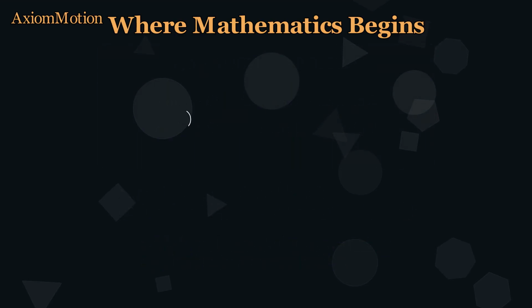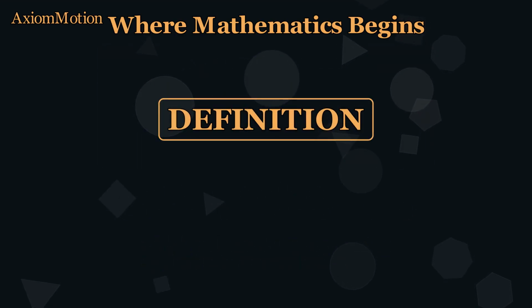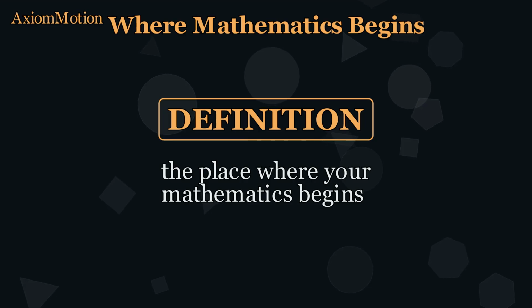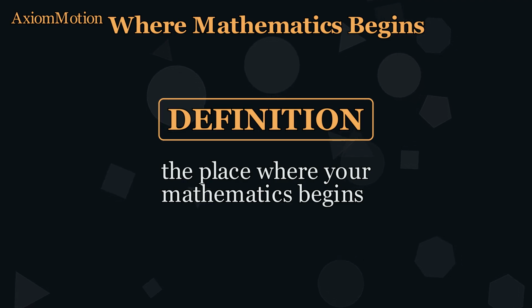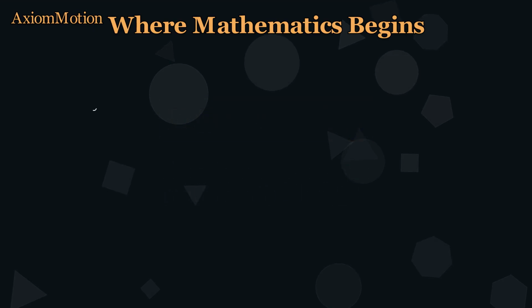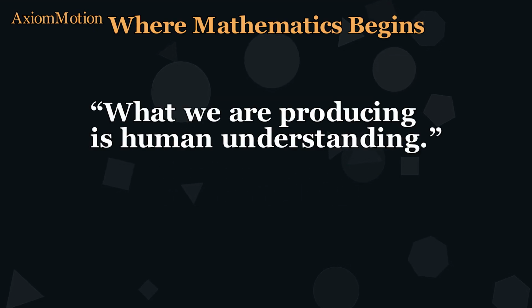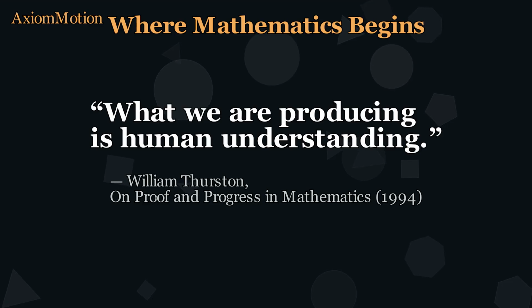But the deeper lesson is quieter. Before you can prove anything, you must decide what your words mean. A definition is not bureaucracy. It is the place where your mathematics begins. The mathematician William Thurston put it this way: what we are producing is human understanding, not printouts of theorems, understanding.